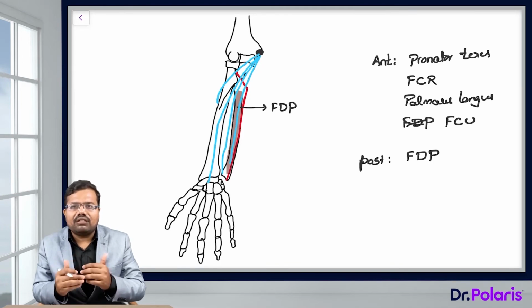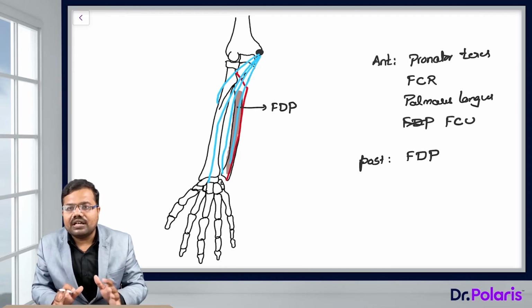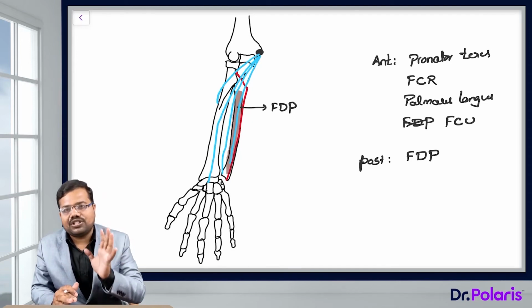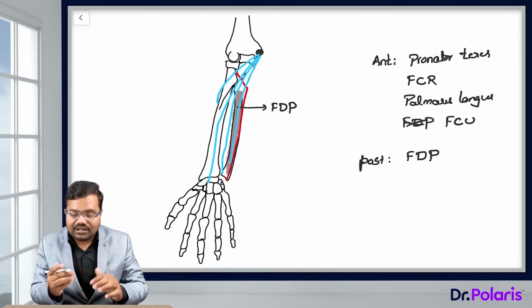So don't think all these things have to be learned by heart. If you know where the muscles are extending, then it is easy to state the further relations. Only one logic has to be remembered: the ulnar artery runs between the superficial and the deep group of muscles in the anterior compartment. That's it. Now what are the branches of this ulnar artery?